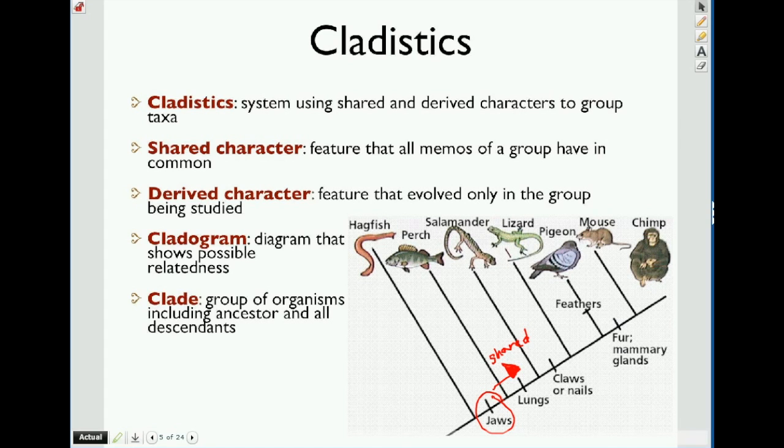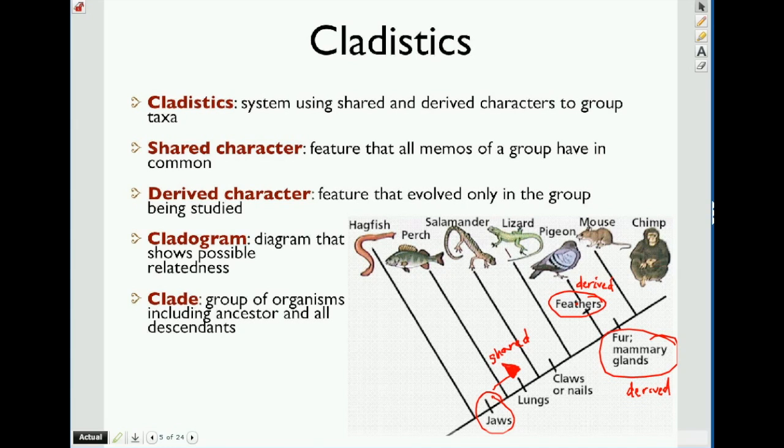Okay, and then a derived character is one that evolved only in the group being studied. So let's say, for example, the feathers, that would be a derived character. Or this fur and mammary glands, that's only in the mammals, that could be derived. And so it depends on what group you're studying, right? If you're studying everything that has a jaw, then that could be a derived character. If you're studying just birds, then that would be a derived character.